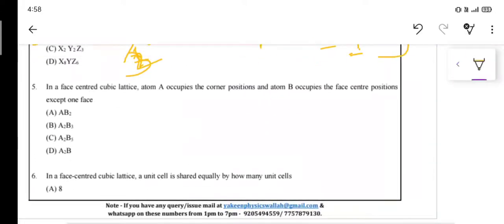Next 5. In a face centered cubic lattice, A occupies the corner position and B atoms occupy the face center positions, except one. Okay, it is very easy. A1 B3. Answer is 5A.